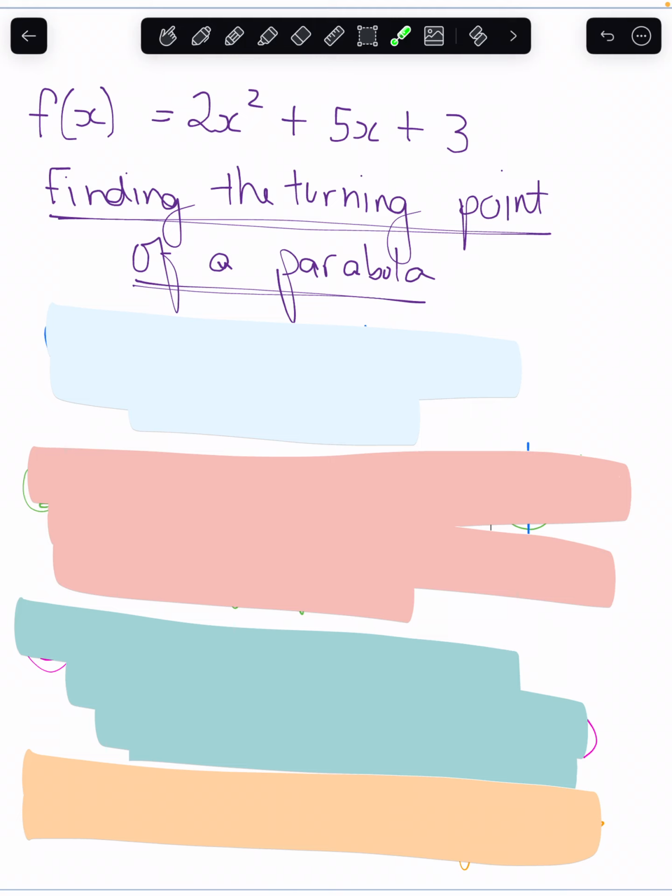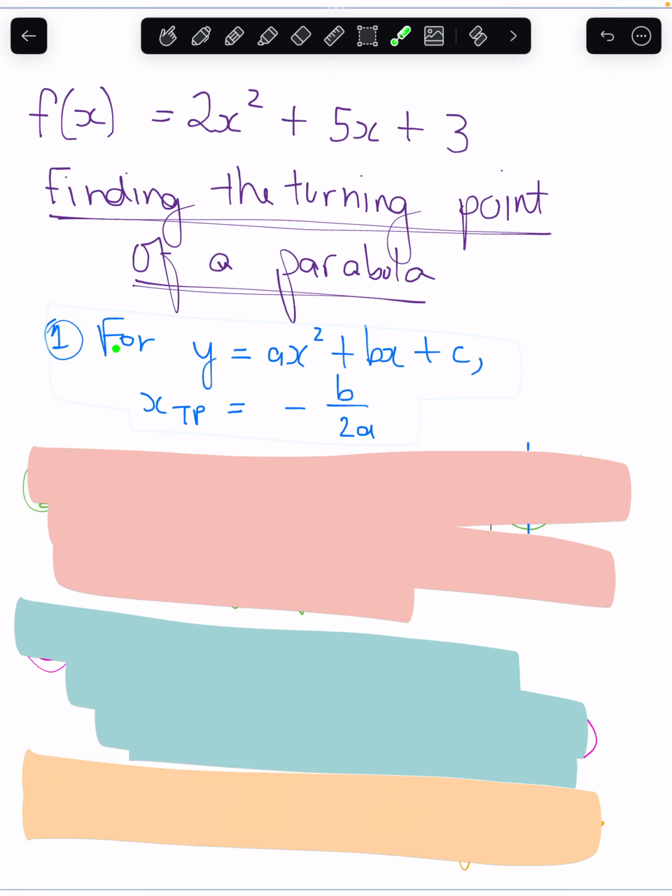So the first approach, which I think is often the fastest, is to use this formula. Given that your quadratic function looks like that, the x-coordinate of the turning point will be negative b over 2a. So in this case, it would be negative 5 over 2 times 2, and that would give you the x-coordinate of the turning point. And then, of course, to find the y-coordinate, you would just substitute that x value in here, right? And you would get your y value. So that's approach number 1.